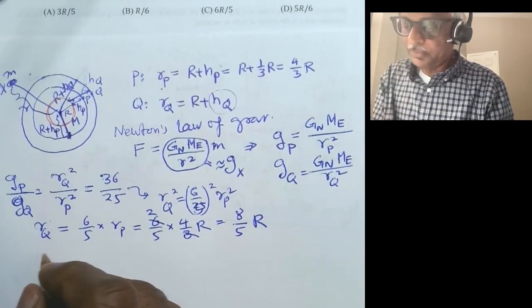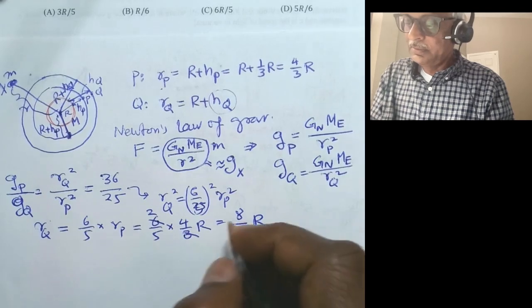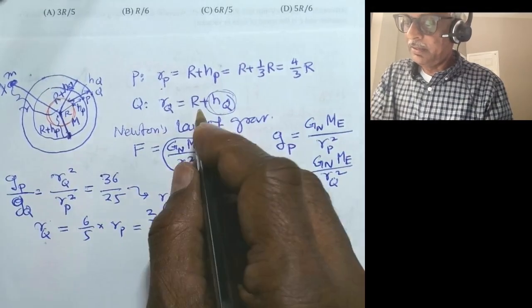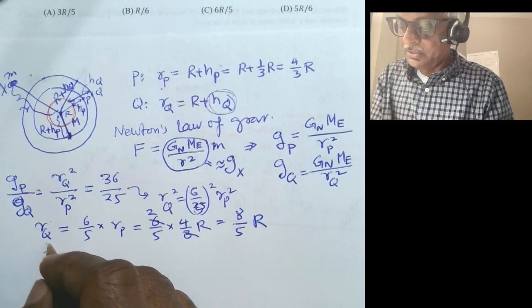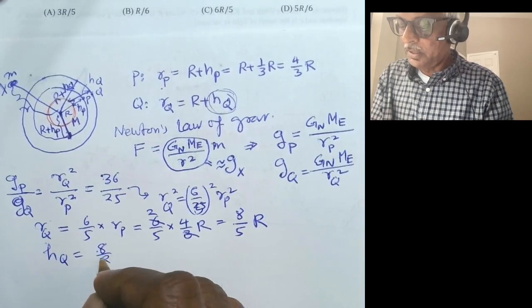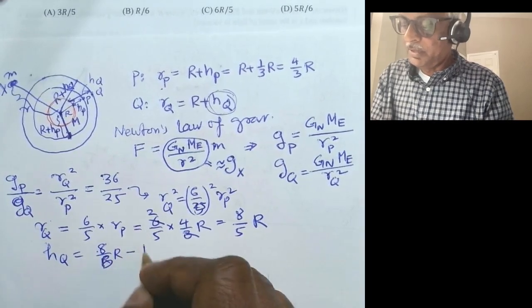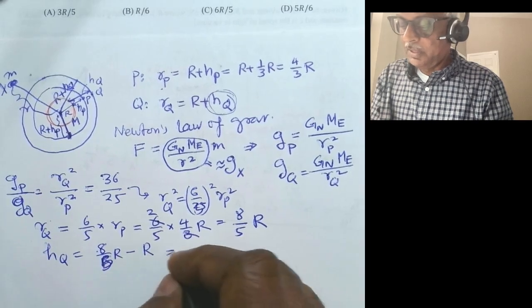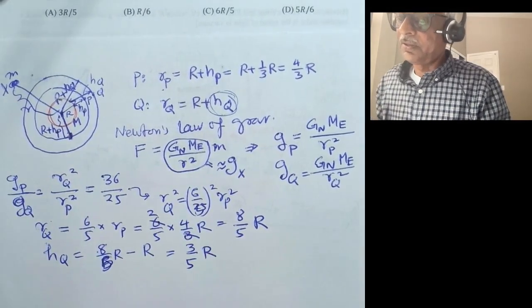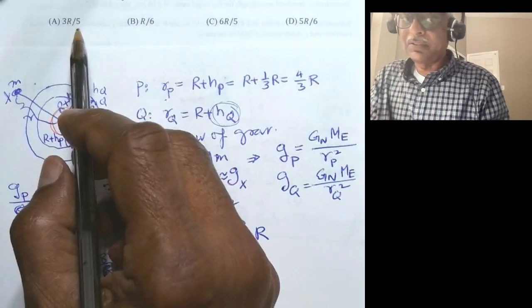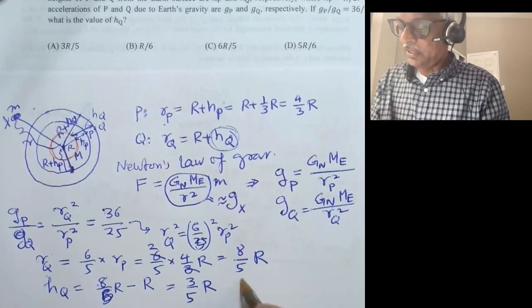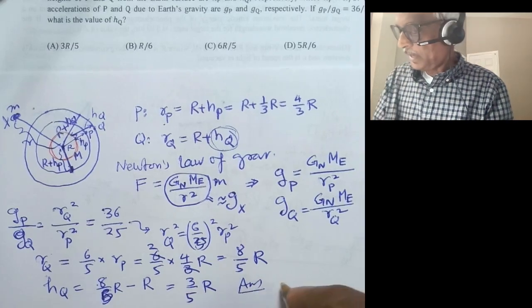And HQ is just taking the radius of the Earth away, so HQ is going to be 8 over 5 R minus R, which equals 3 over 5 R. So the answer, if you look at the choices, we have 3 over 5 R, and so the answer is A.